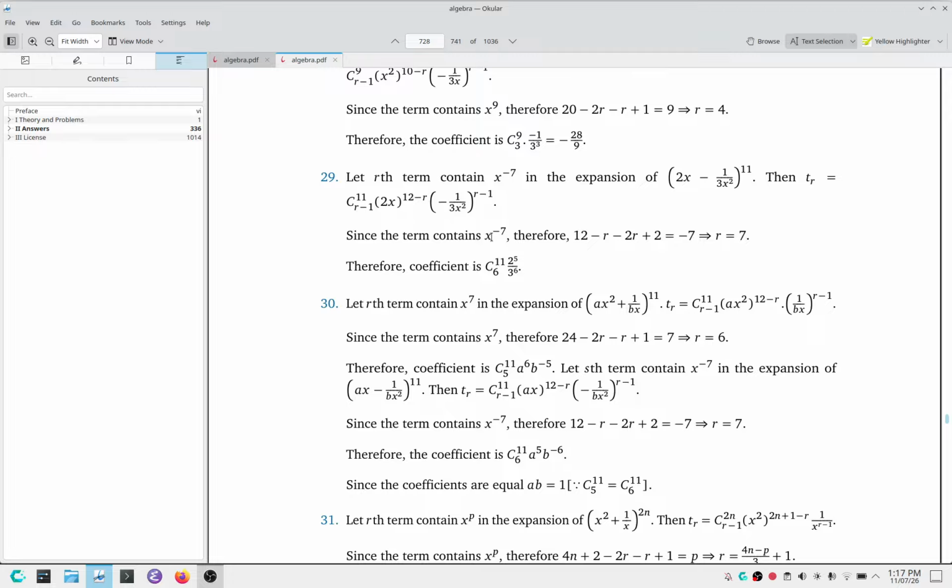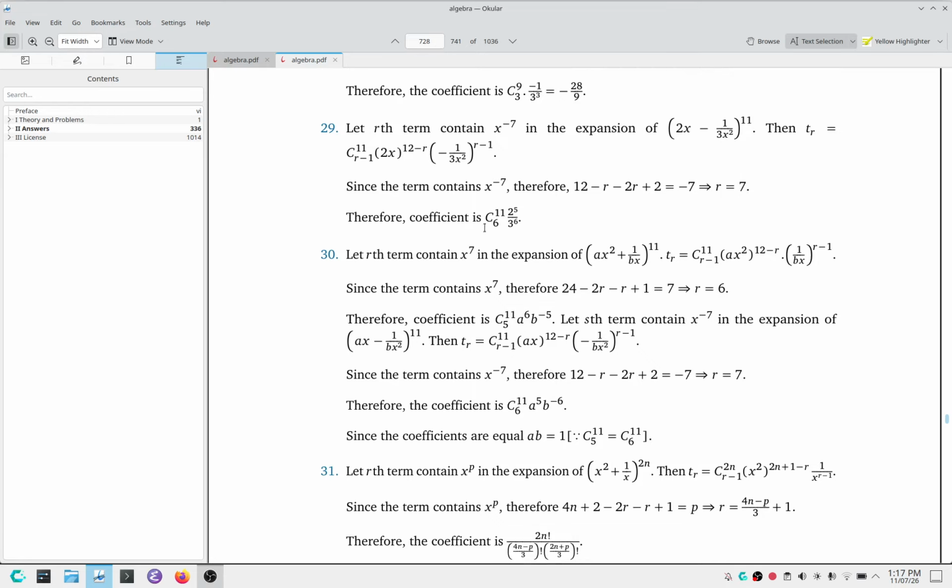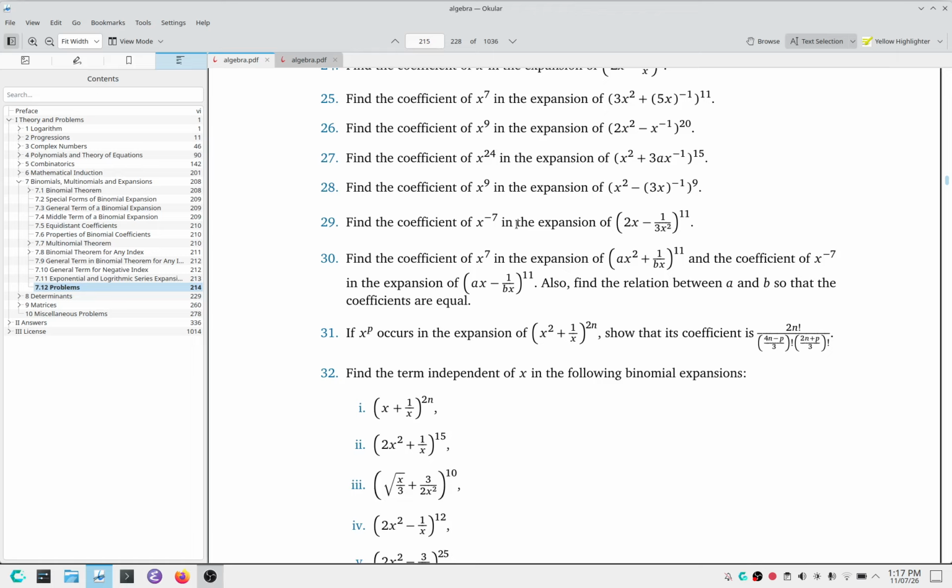Since the quotient is to be found of x to the power minus 7, therefore 12 minus R minus 2R plus 2 is equal to minus 7. That means R is equal to 7. Therefore, the quotient is 11C6, 2 raised to the power 5 upon 3 to the power 6.